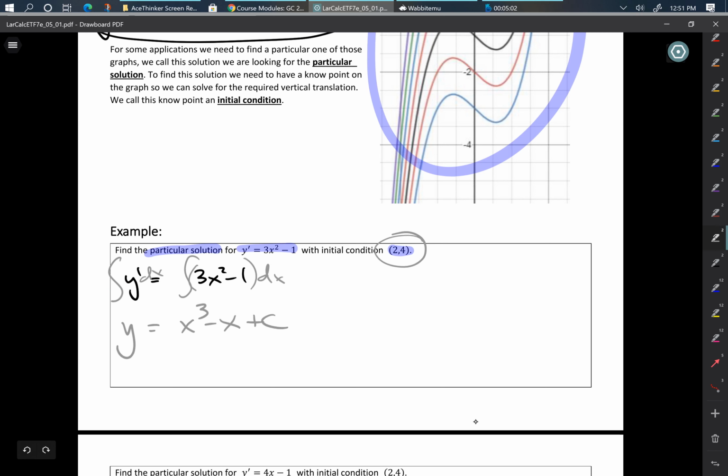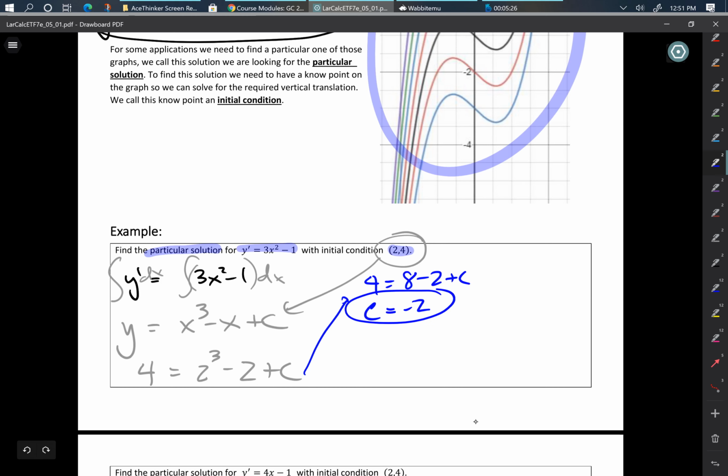Now I'm going to use that initial condition to figure out that c value. So I know that y is 4 when x is 2. All right? I'm going to drag this right up to here. So 4 equals 8 minus 2 plus c. So c equals -2. But this is not the answer.